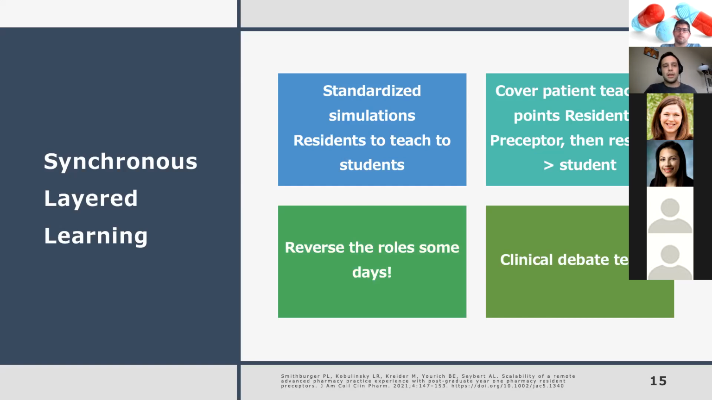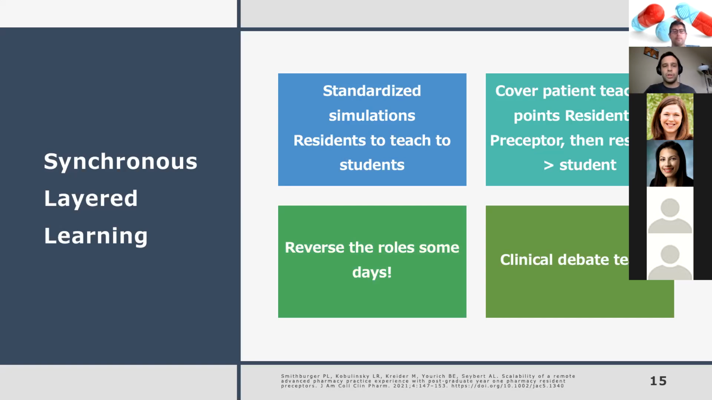And then the really nice thing about synchronous learning is that traditionally we've thought of it as this top-down approach where it goes preceptor to resident to student. But there's a lot of talk, as you guys all are aware, about flipped classrooms these days, where the student then serves as the teacher. And so I think you could flip these roles as well and do students presenting to residents and residents then presenting to the preceptor, talking about clinical teaching points.